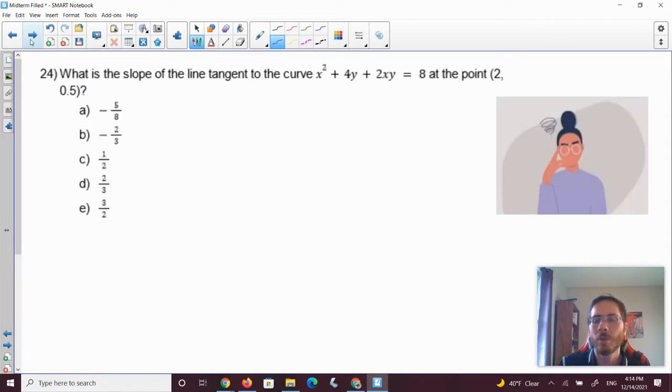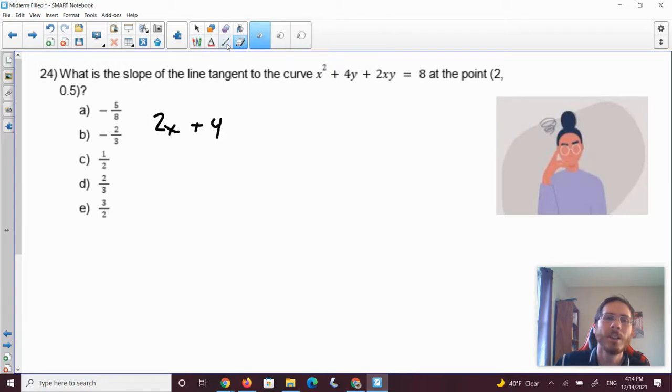For 24, this ended up being kind of tricky, and I can see why. This person put in a really subtle thing. We have to find the slope of the line tangent to the curve at a given point. However, when we do the derivative here, the derivative of x squared is 2x. The derivative of 4y is 4 dy dx.